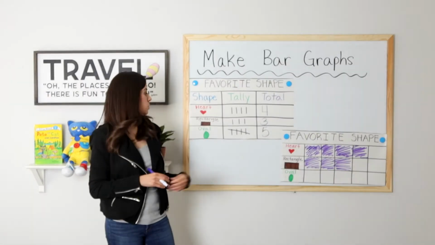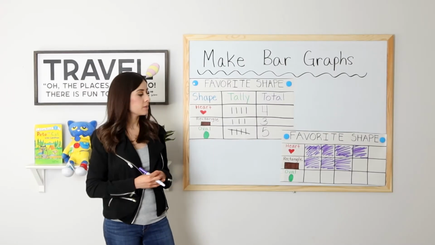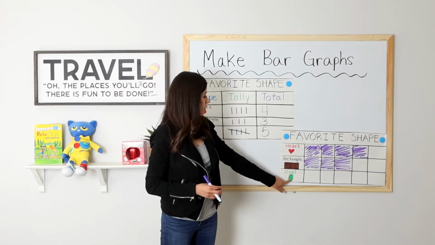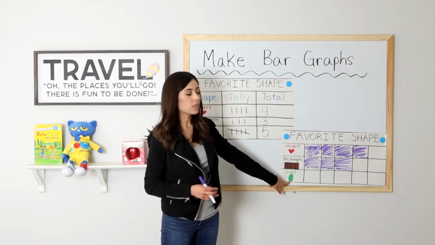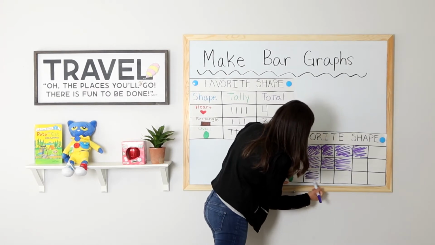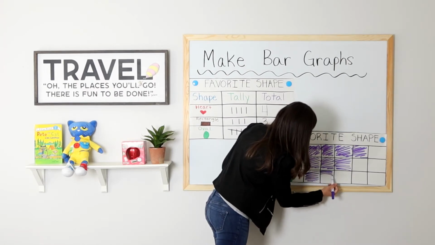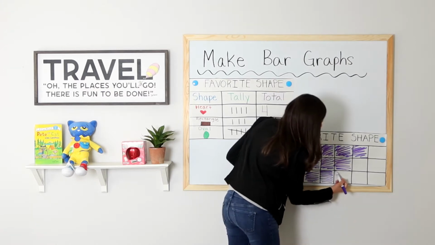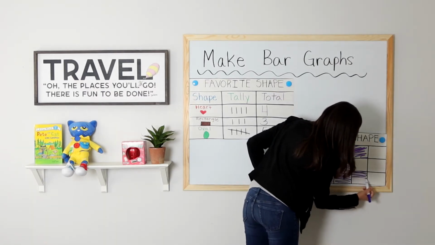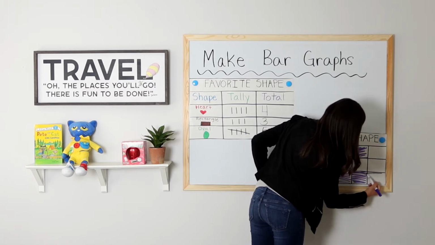How many students chose an oval as their favorite shape? 5. I will come down to my bar graph and color in 5 squares for the oval. 1, 2, 3, 4, 5.